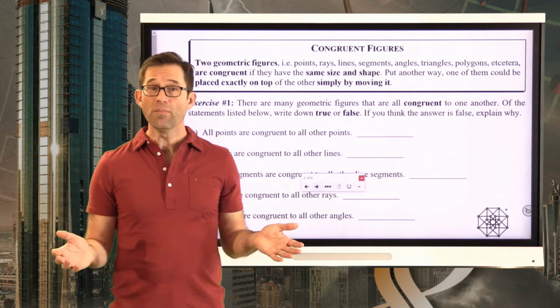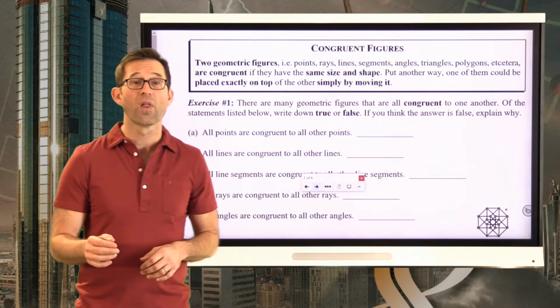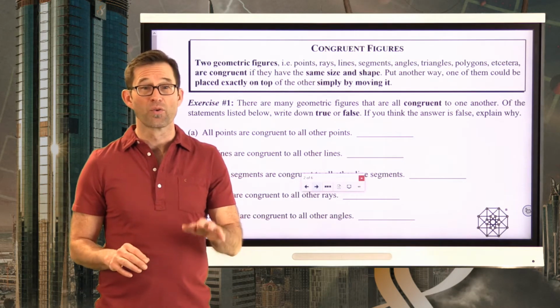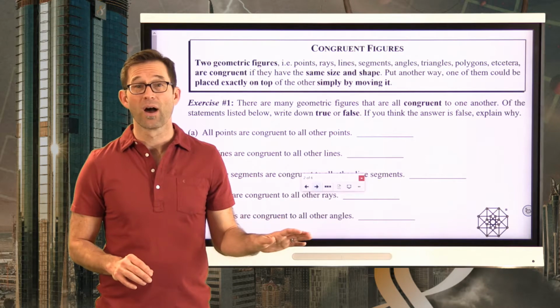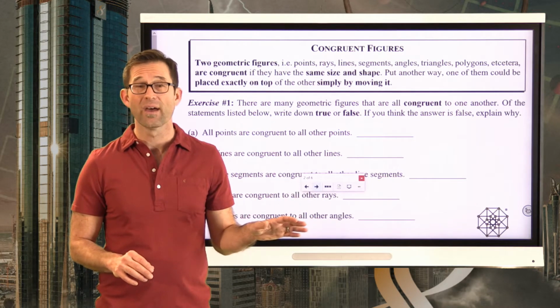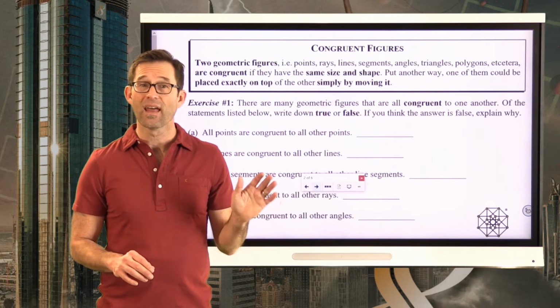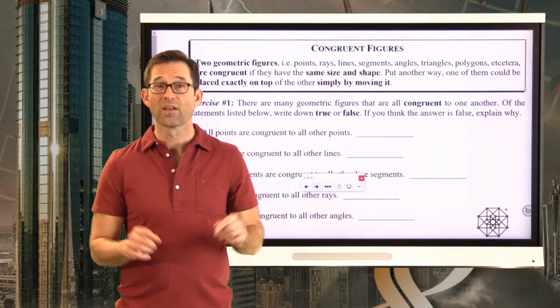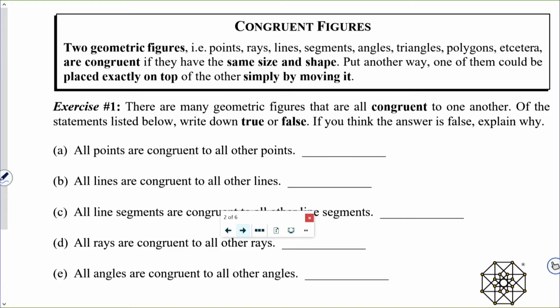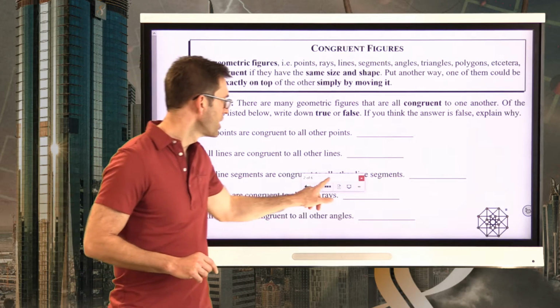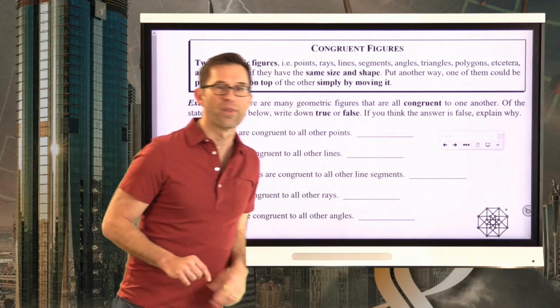Now, some geometric objects are all congruent to the same geometric object of the same class. We're going to get into that in exercise number 1. Let's take a look at it. There are many geometric figures that are all congruent to one another. Of the statements listed below, write down true or false. If you think the answer is false, explain why.